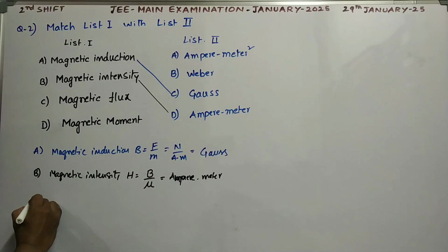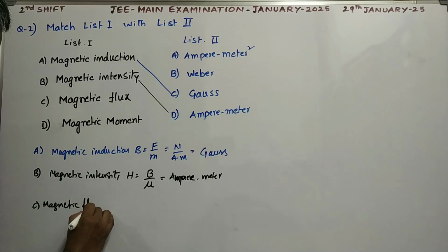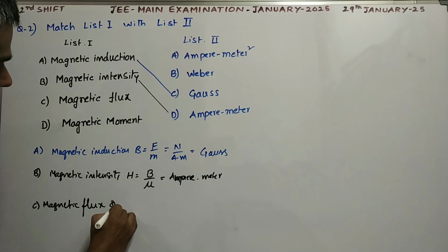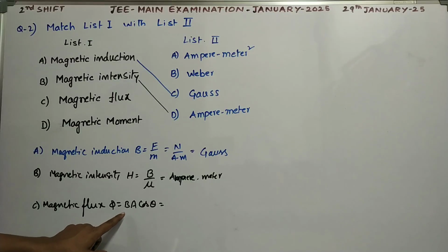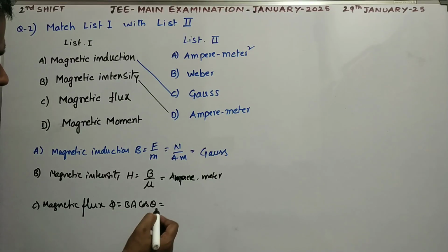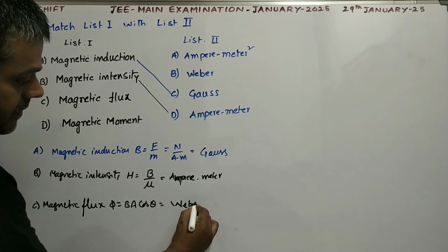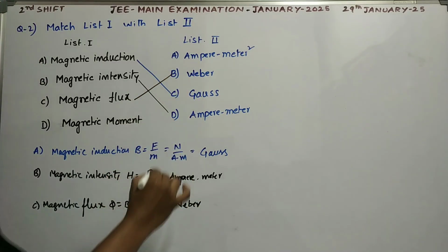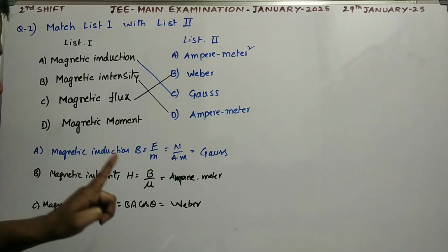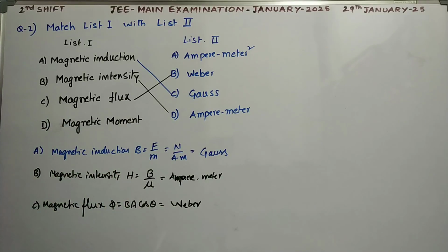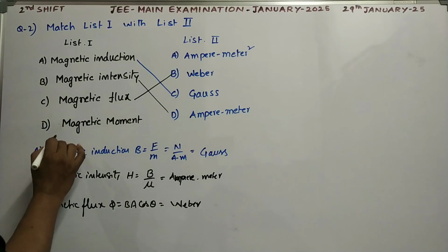Next, magnetic flux. Magnetic flux phi is equal to BA cos theta, isn't it? The magnetic flux phi equals BA cos theta and is measured in Weber. So the unit of magnetic flux is Weber. Or it is Gauss into meter square. That means 1 Gauss meter square is equal to 1 Weber.